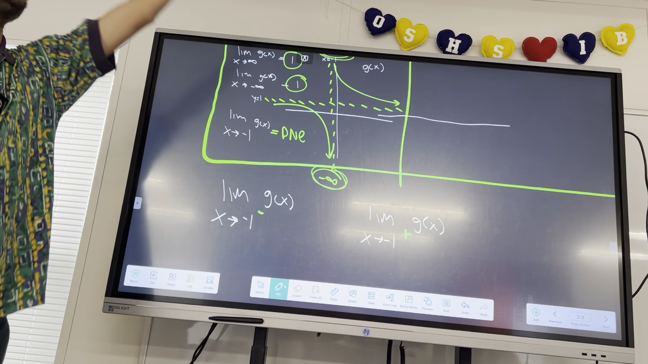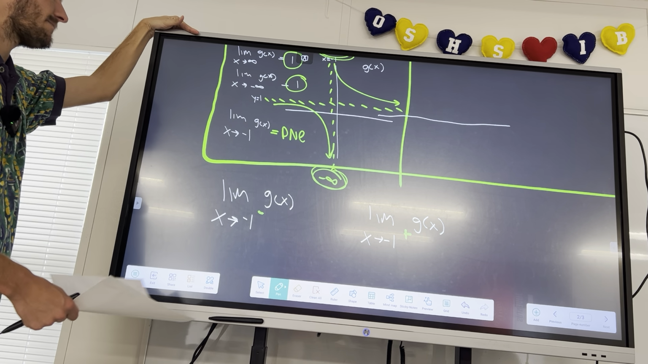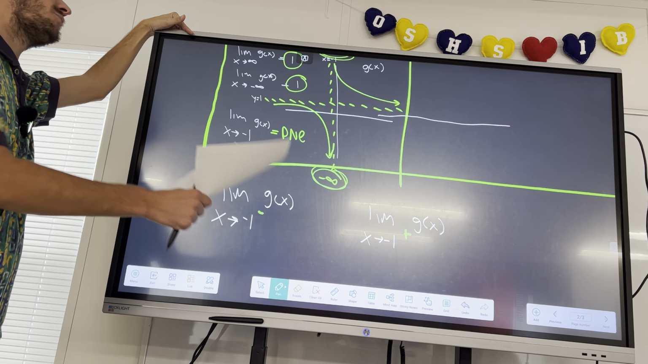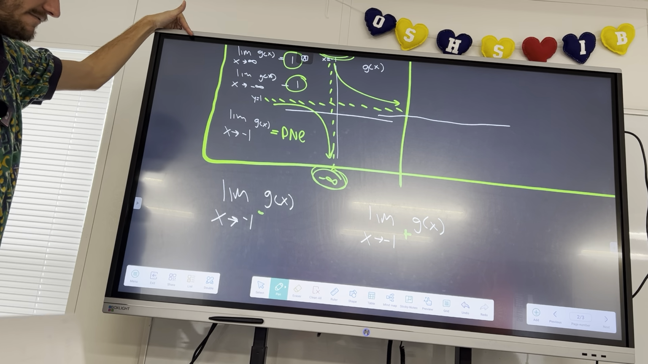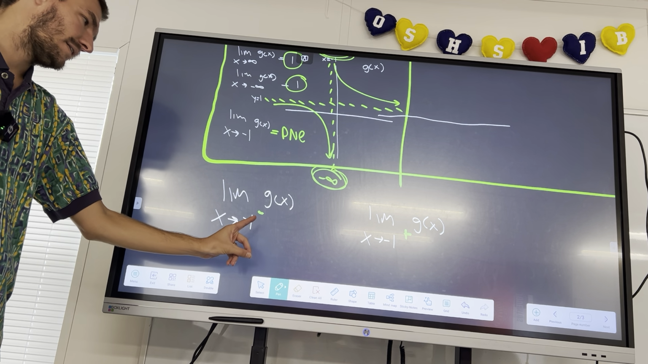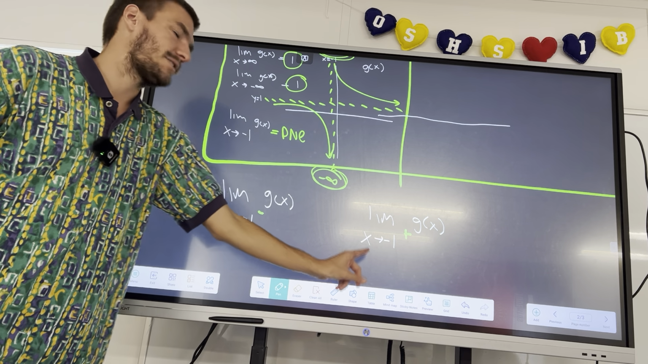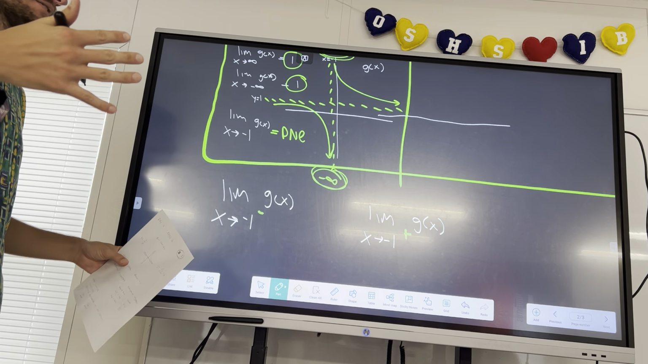because I was looking down at the ground and Devin was looking up at the sky, and we basically did not agree, so it did not exist. But we want a way to talk about the asymptote, and so we have to get even more specific and talk about the limit as x goes to negative 1 negative, and the limit as x goes to negative 1 positive. So these are superscripts just like exponents.